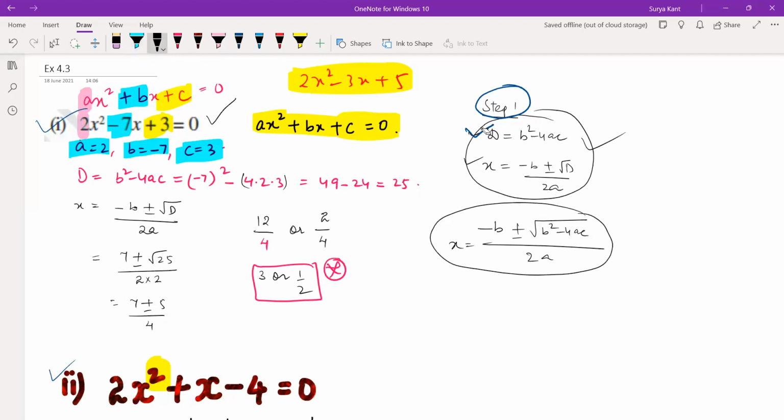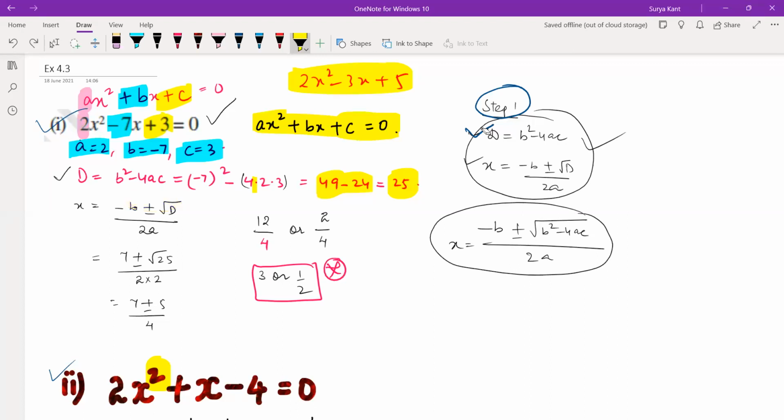But if you are not able to solve, first you should find the discriminant. The D formula is b square minus 4ac. So b square is minus 7 square, minus 4 into 2 into 3. Because 4ac, right? So 4, a is 2, c is 3. 7 square, what do we get? 49. Minus 7 square is only 7 square. Answer will be 49 minus 24. So answer will be 25.